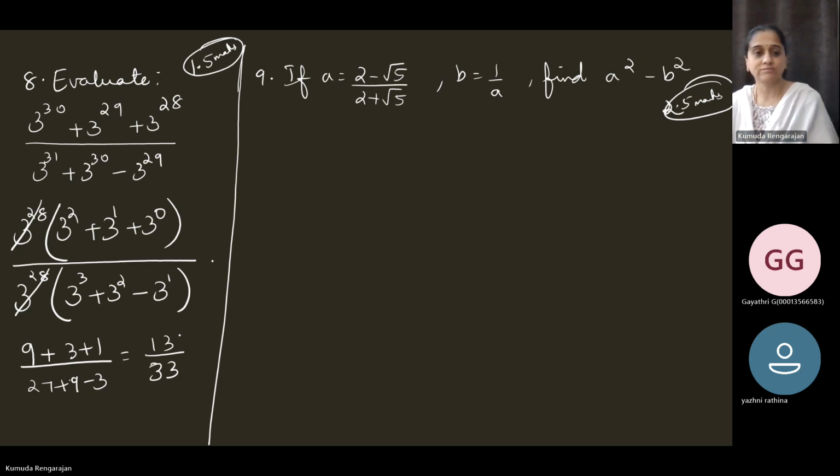Next one. Understood the terms in the bracket, Shreya? Okay. Now tell me what should we find in order to find the value of a squared minus b squared? What values you need? Okay, a and b. Okay, after that?